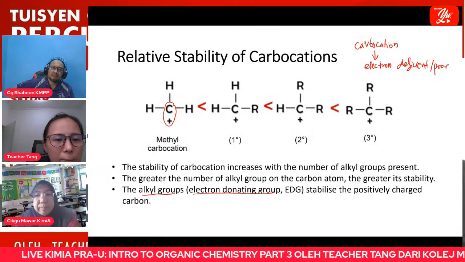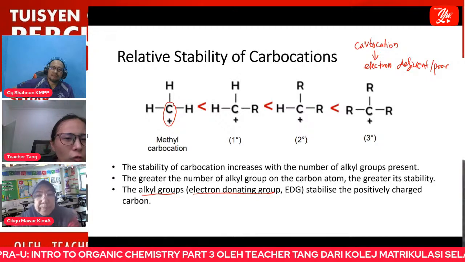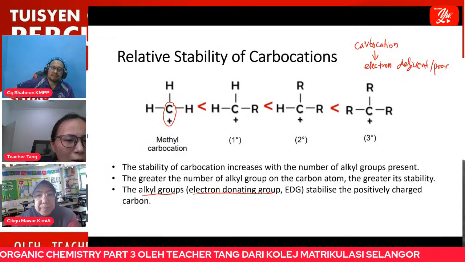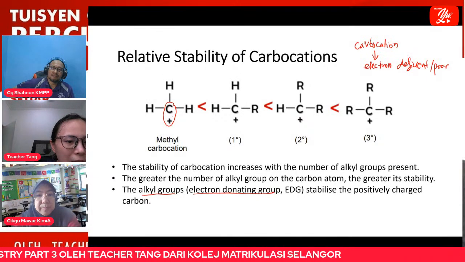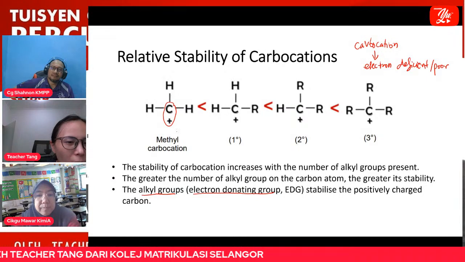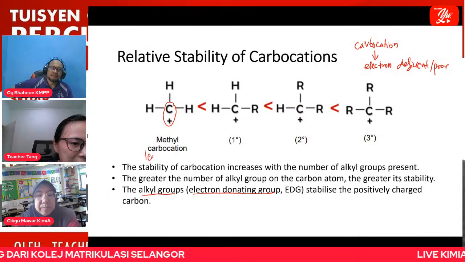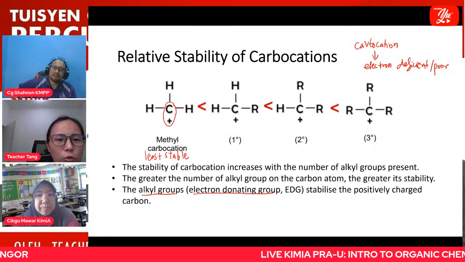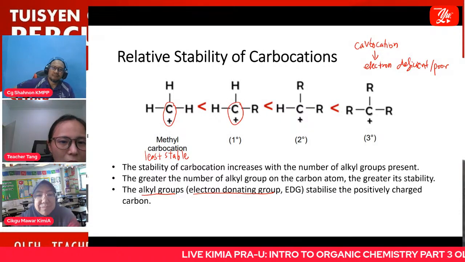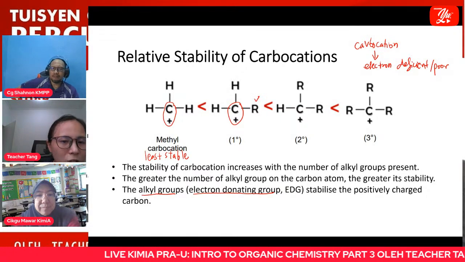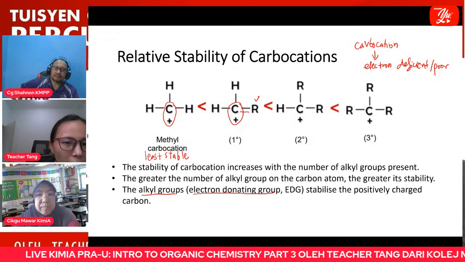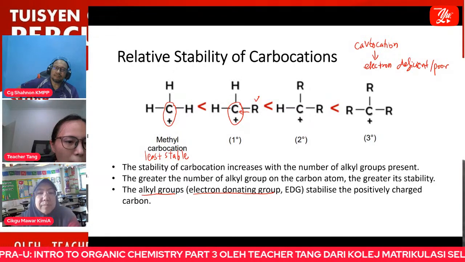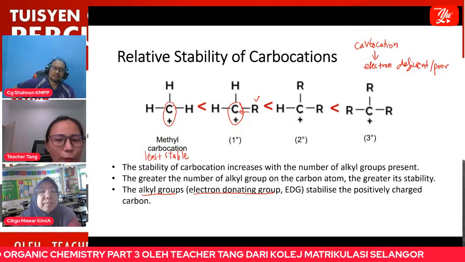Now we look at the methyl carbocation ion. For the methyl carbocation ion, there is no alkyl group attached to the carbon that carries the positive charge. Therefore, the methyl carbocation ion is the least stable. Then we move on to the primary carbocation ion. It has 1 alkyl group attached to it. So therefore, it is more stable compared to the methyl carbocation ion.